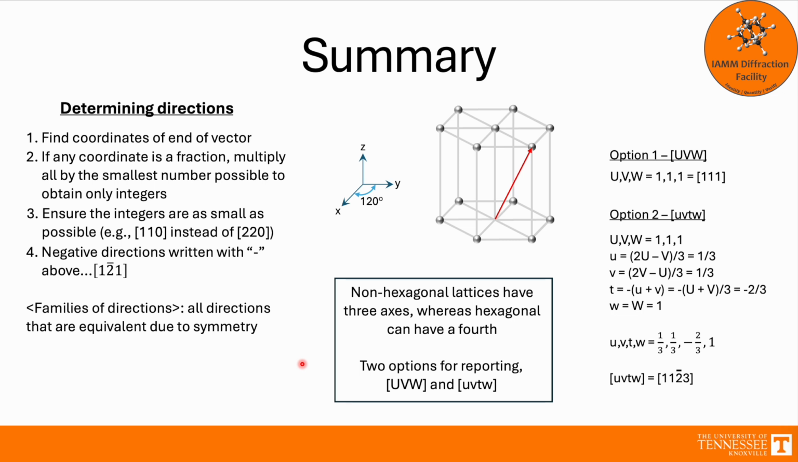Families of directions are all directions that are equivalent due to symmetry. Non-hexagonal lattices have 3 axes, whereas hexagonal can have a 4th. Then we have our 2 options that we went over for reporting directions in the hexagonal unit cell. And this is how we relate the two to each other.